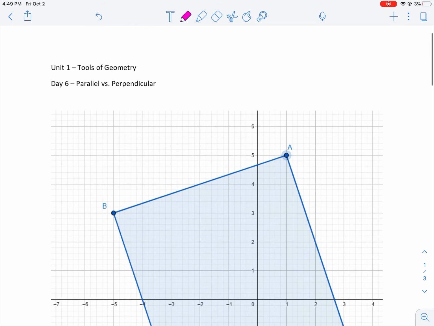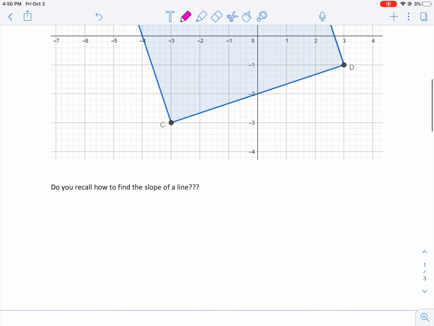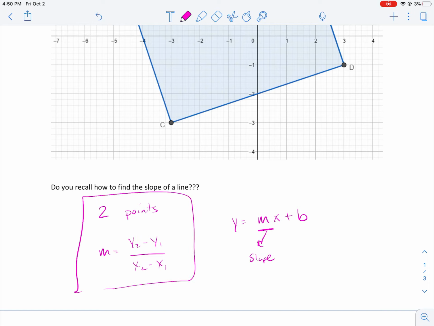Okay, so we're doing parallel versus perpendicular. Do you recall how to find the slope of a line? If you do, then you would remember that you would need 2 points, and this formula: m equals y2 minus y1 over x2 minus x1. If you're wondering where that m is coming from, remember the slope-intercept form, y equals mx plus b, where your m was your slope.